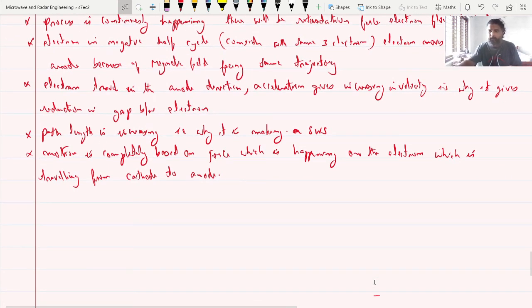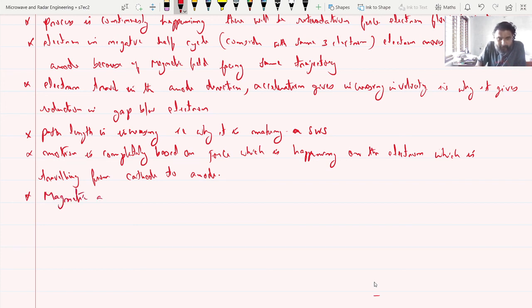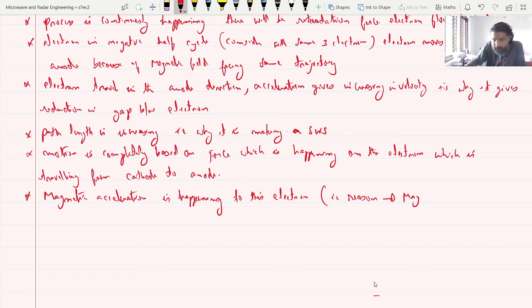So if you are having 8 electrons, that also I will write. Magnetic acceleration is happening. The reason is because of the magnetic field only. I will write also: magnetic acceleration is happening to this electron. The reason for this is due to the magnetic field.